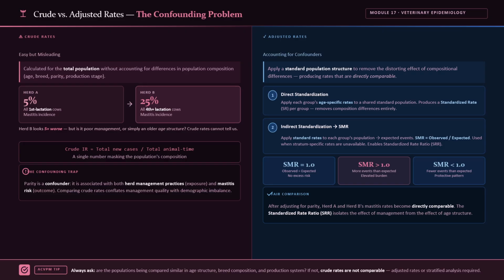Herd A is all first lactation cows. Herd B is all fourth lactation and up cows. Older cows get more mastitis no matter how well you manage them. So is that gap about management or just about age structure? A crude rate genuinely cannot tell you. That's the whole problem with crude rates.